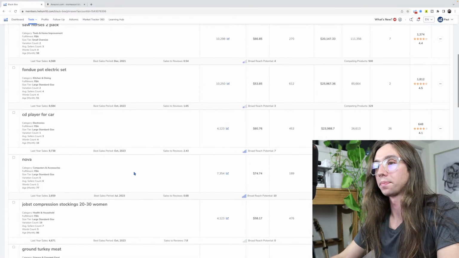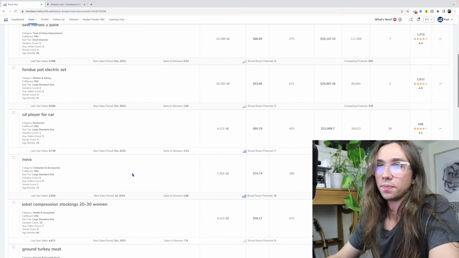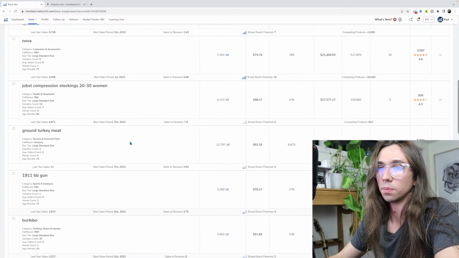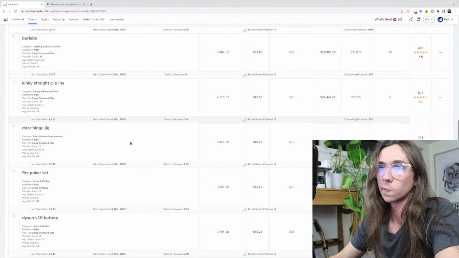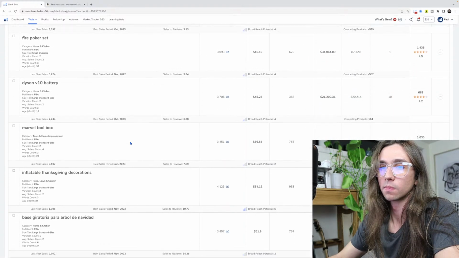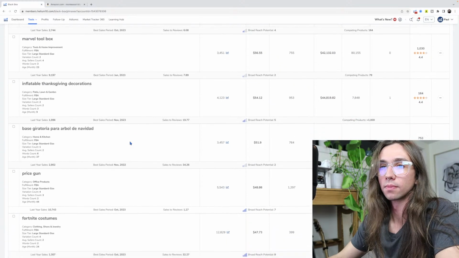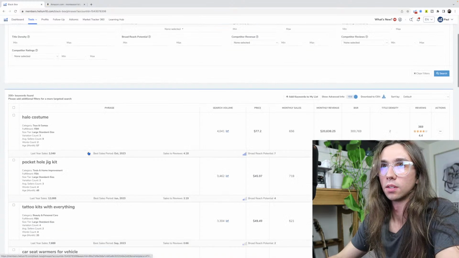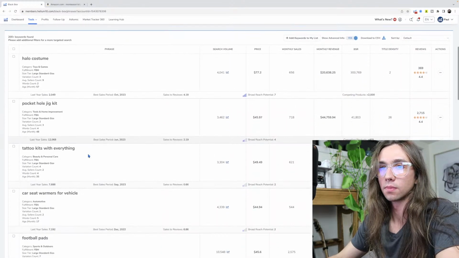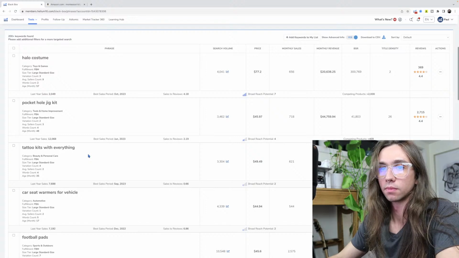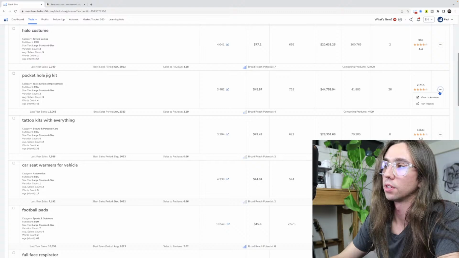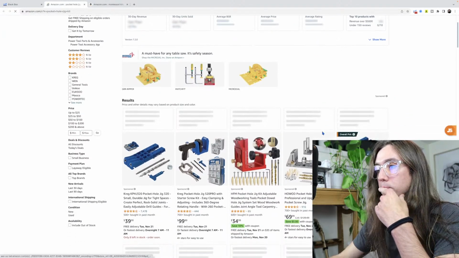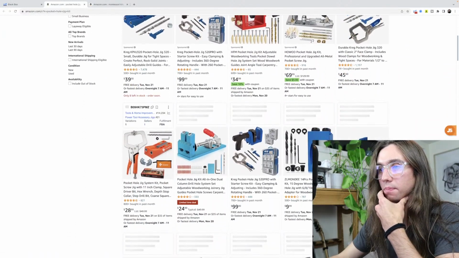CD player for car. You know, 4,000 people looking for that. That's old school. Faux wood blinds. No thanks. What is a pocket hole jig kit? I know what a jig is, but I don't know what a pocket hole jig is. Oh, yes, I do. Never mind.